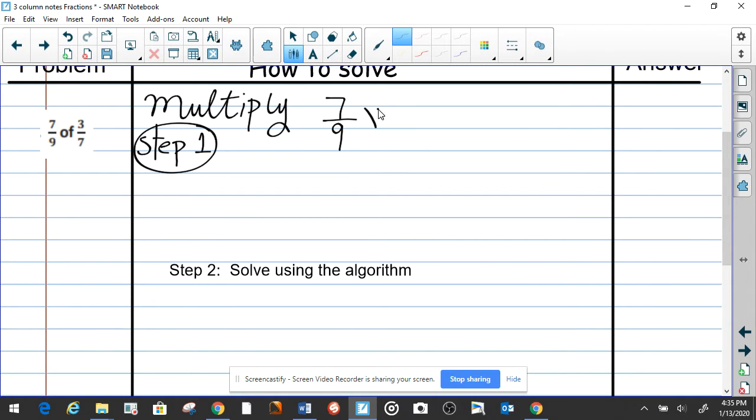7/9 times 3/7. We can multiply again the numerators. 7 times 3 equals 21, and 9 times 7 equals 63. Okay, so there is one way to solve this problem.